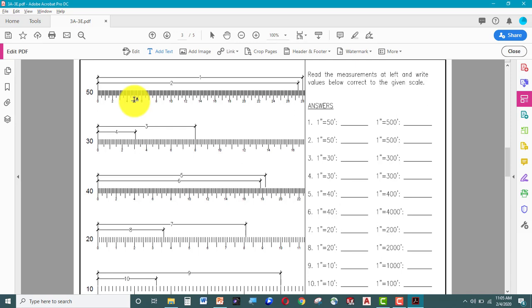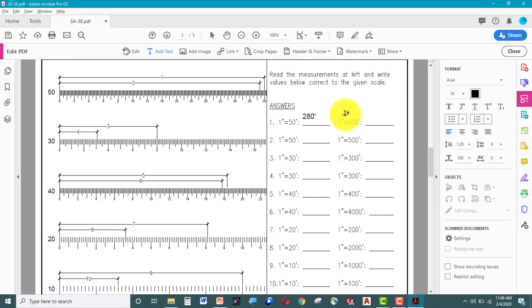So you can add a 0 to each one of these numbers. If we come over here to the 28, that's not going to be 28 feet, it's going to be 280 feet. So it'd just be 280, with a little foot mark in there. You can't really read that very well, can you? That's a little bit better.